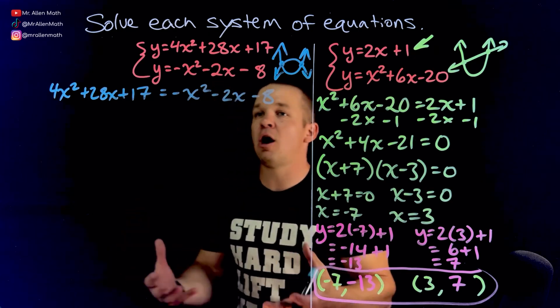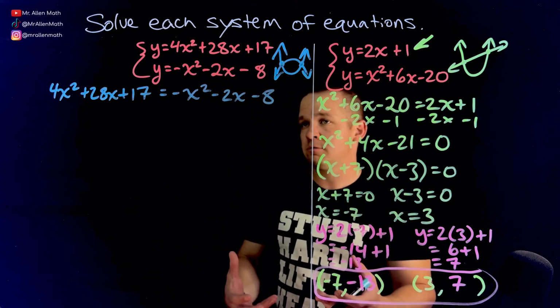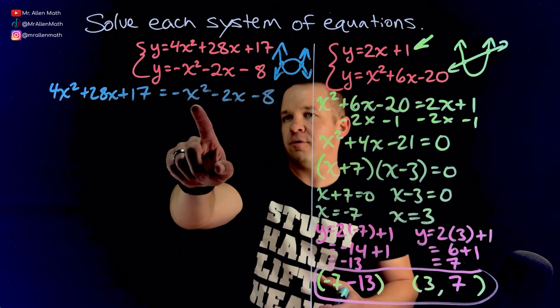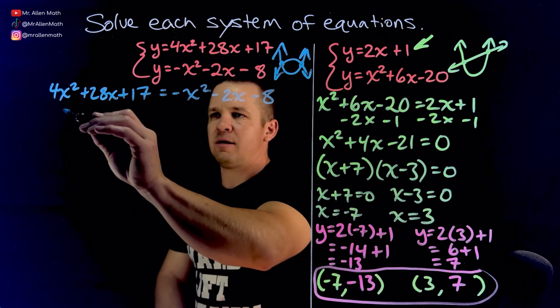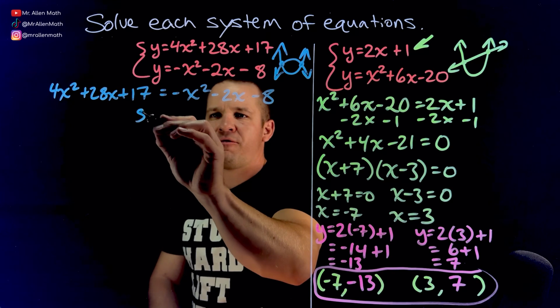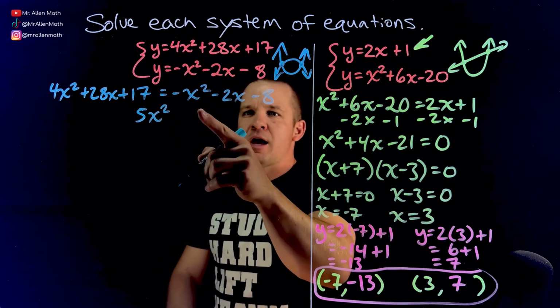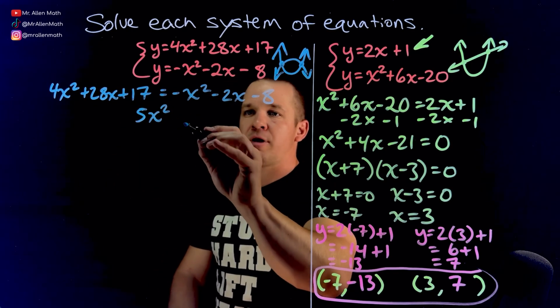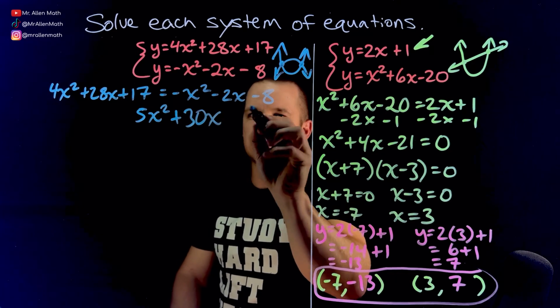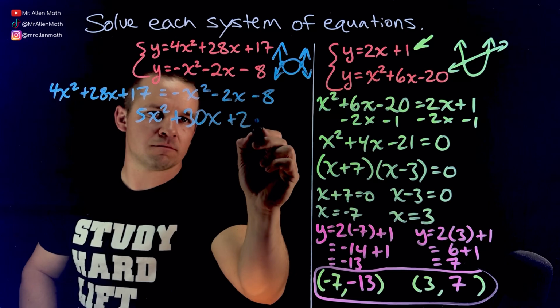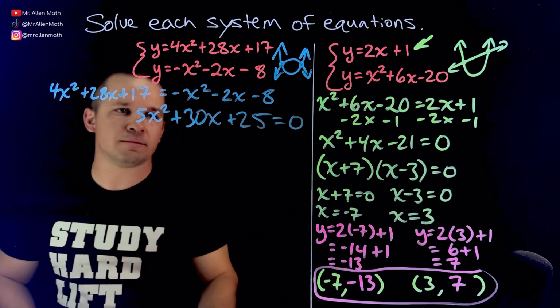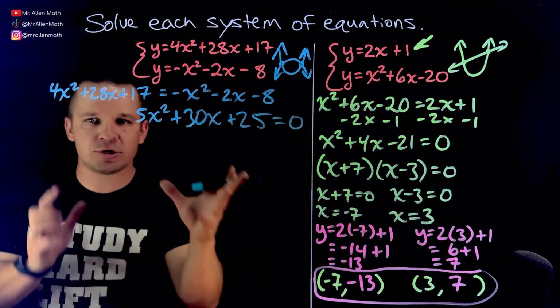All right, and now we've got to solve this. So we're going to set it equal to 0. We're going to add x squared, so we've got 5x squared. Then I add 2x, so I get plus 30x. Then I add 8, so I get 25 equals 0. Sorry for moving the equals; it just works better on the board.